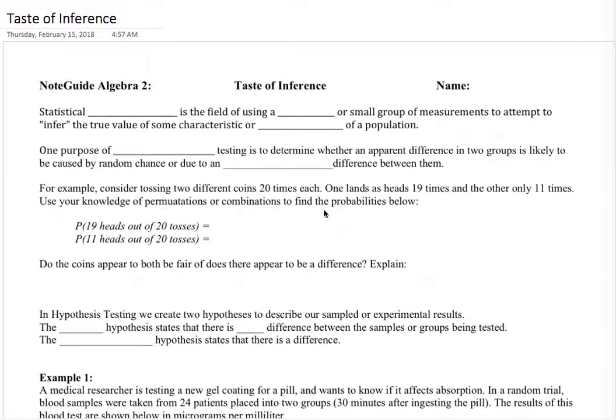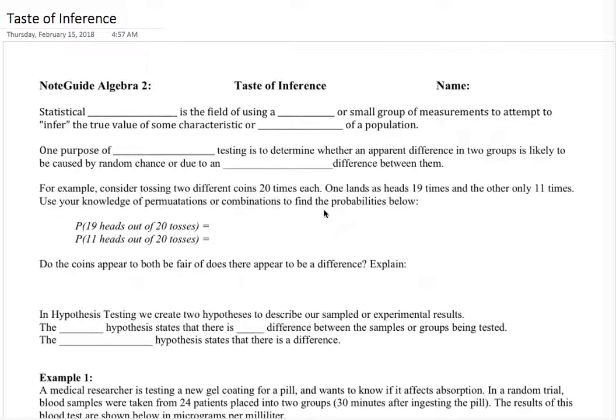Hello, Algebra 2. Today we're going to be looking at inference. The book, I believe, calls this significance of experimental results, which is a fine name as well, but I like to think of it as inference because that's really what the major surrounding field is. So let's take a look.